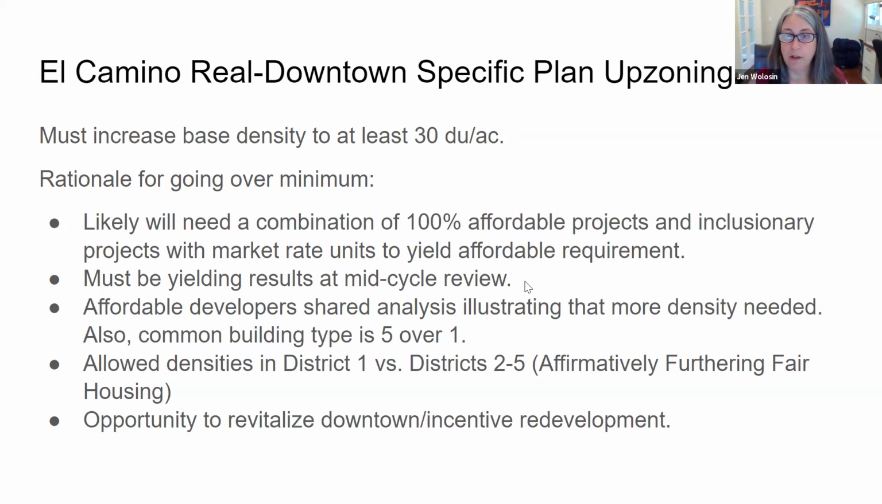We also have something called a mid-cycle review of our housing element. And if our zoning isn't strong enough and yielding what we expected, we're going to have to rezone, and we might find ourselves out of compliance and lose potentially local control.